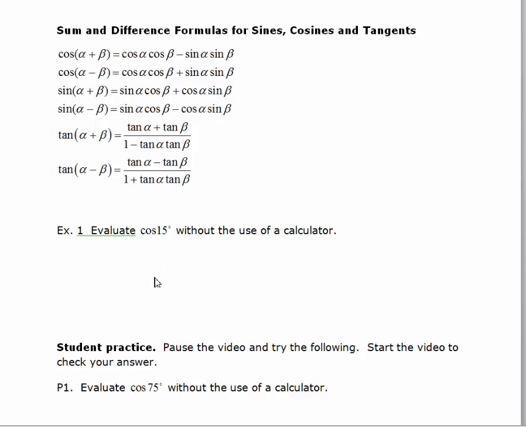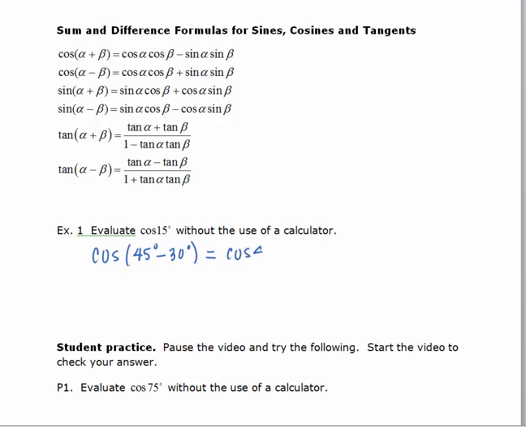I'm thinking of angles like 0, 30 degrees, 45 degrees, 60 degrees. And so we either write 15 degrees as a sum or a difference of two angles. When I look at this, I think of 45 degrees and 30. The cosine of 15 degrees is equal to the cosine of 45 degrees minus 30 degrees. And we can use the difference formula for cosine.